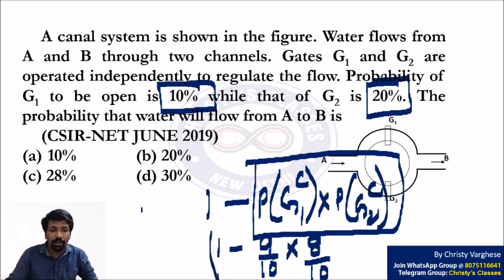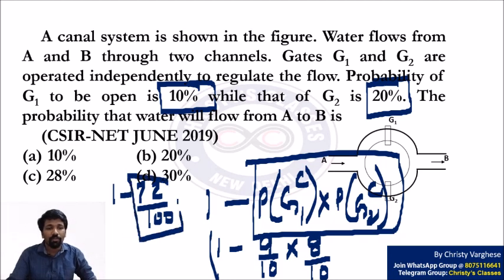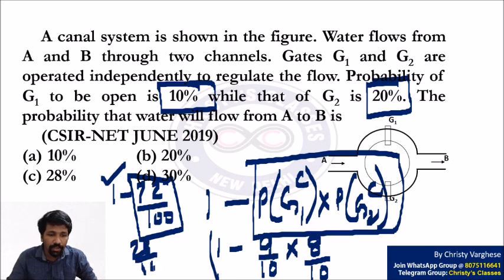Simplified, what will you get? 1 minus 72 by 100. 72 by 100 is exactly 72%, and 1 is nothing but 100%. 100% minus 72% is 28%. Or if you are not okay with the logical approach, simplify mathematically and you will get 28 by 100. The question is asking in percentage, and 28 by 100 is the same as 28%. So option C is the answer.